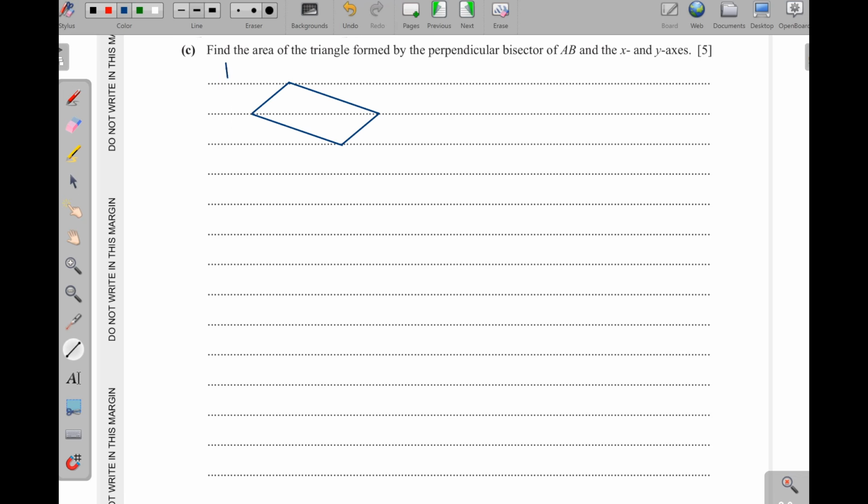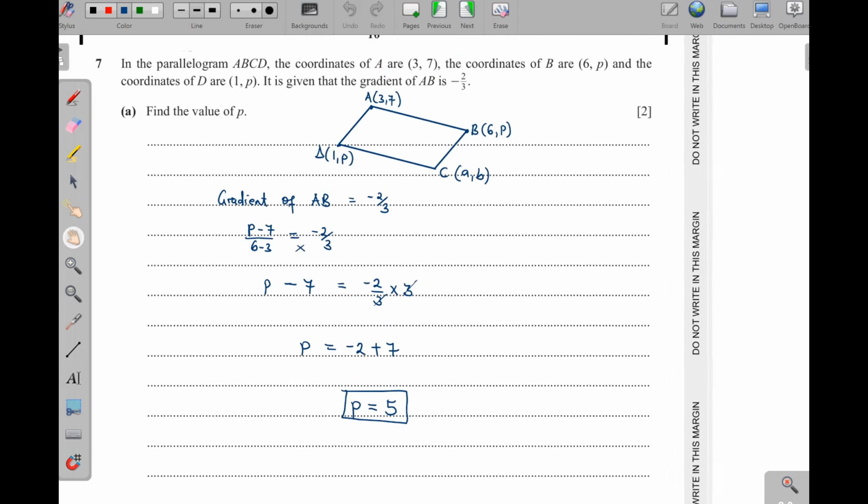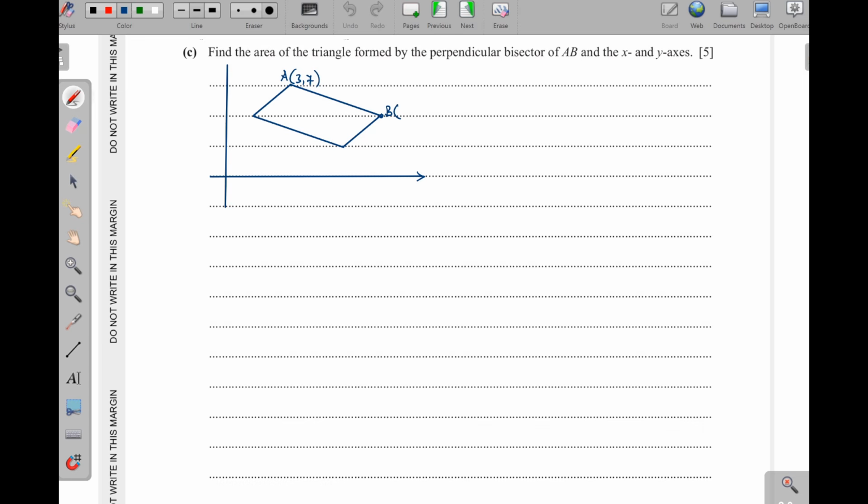And on the axis, we shall have something like this. Just a small sketch here. So we have our A here, which is (3, 7). Our B here, if we check again, our B is (6, P). The P we got is a 5. So you can see this is a 7, this is a 5, so it is below the 7. You see that?